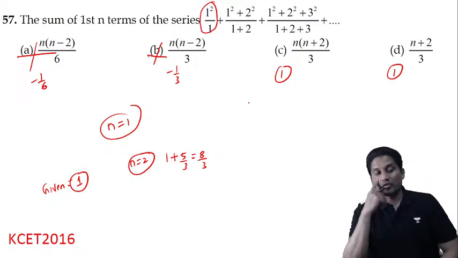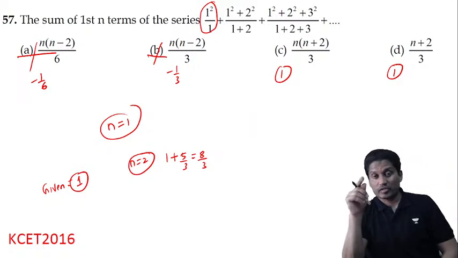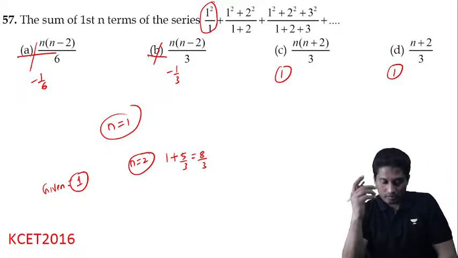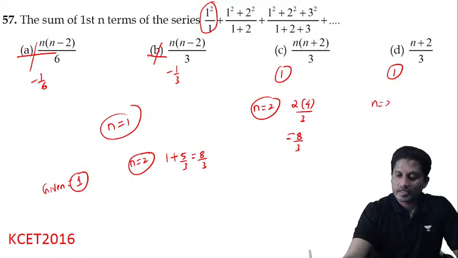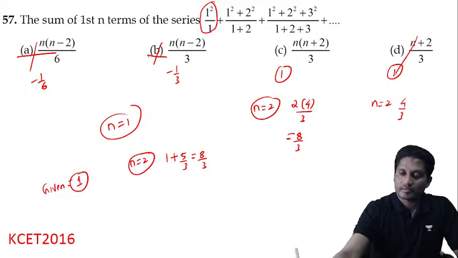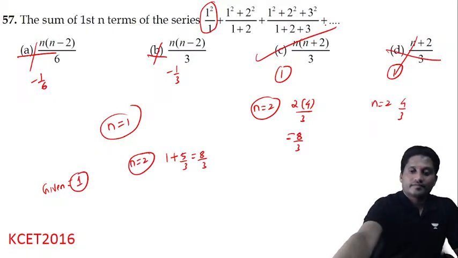When you put n equal to 2, don't take the second term. Add the first two terms. Because I'm finding sum to n terms. Now if you put n equal to 2, you will get 2 into 2 plus 2 is 4 by 3, is equal to 8 by 3. Put n equal to 2 here, I get 4 by 3 only. Not possible. Ruled out. Answer is option. Very good technique. Use this.